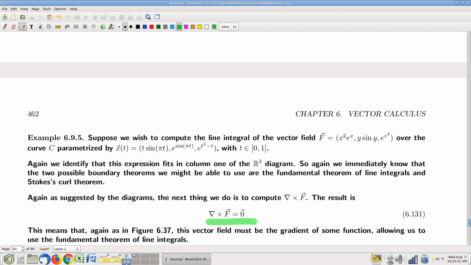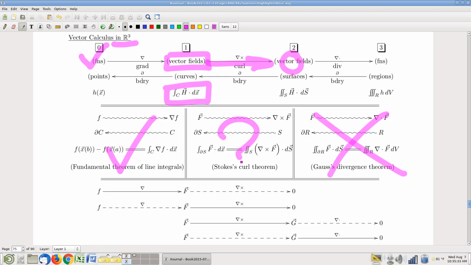What about the other option here? Can I use Stokes' curl theorem? Reasonable question. Well, I need to look at the curve, and I need to ask, is there an anti-boundary surface? How do we decide that? Well, every domain either is a boundary or has a boundary. So we're going to look at this curve and see, does it have a boundary? If it has a boundary, then it can't be a boundary. If it doesn't have a boundary, then it is a boundary of something else.